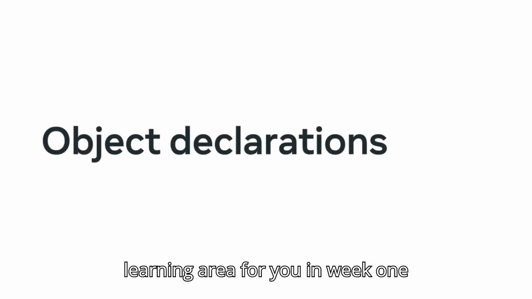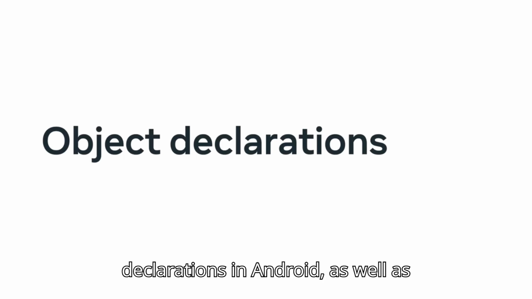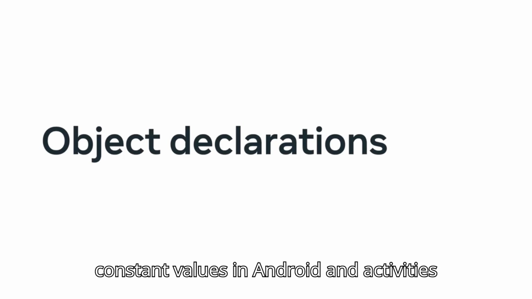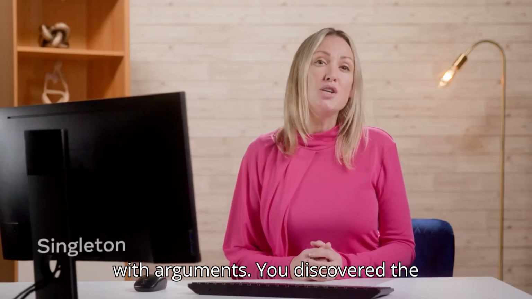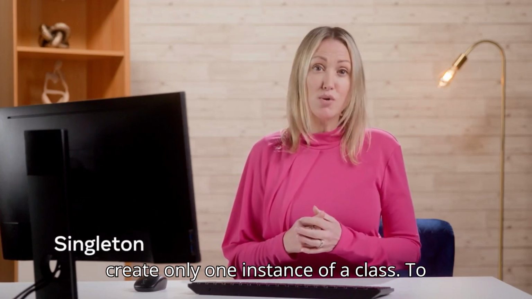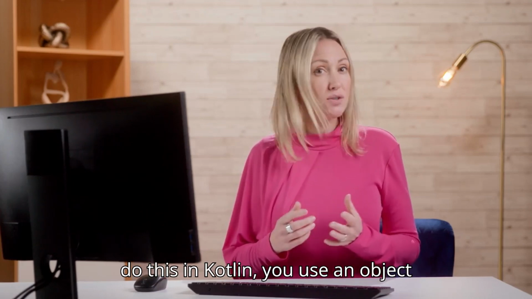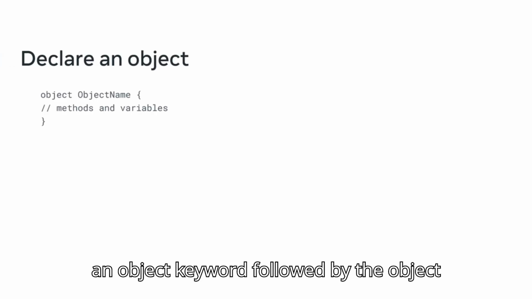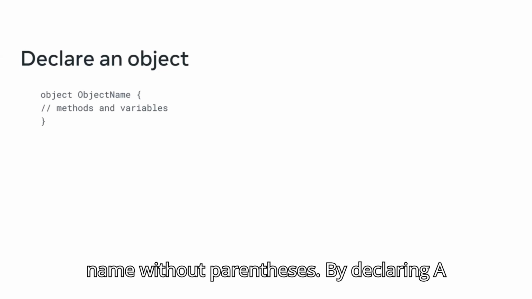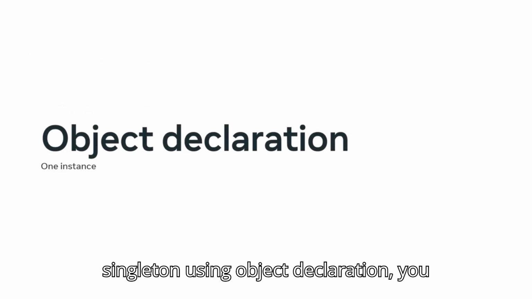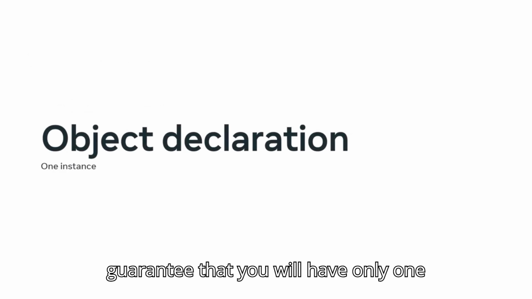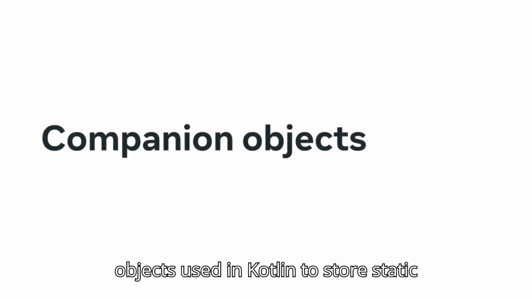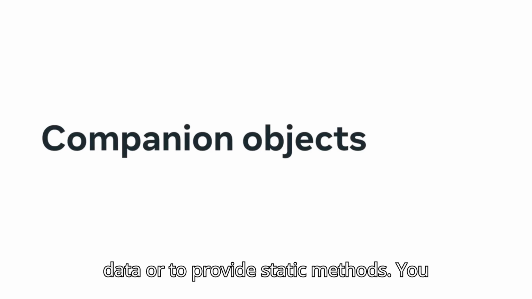The major new learning area for you in week 1 concerned object declarations. You specifically learned about object declarations in Android, as well as constant values in Android and activities with arguments. You discovered the concept called singleton, where you create only one instance of a class. To do this in Kotlin, you use an object declaration. To declare an object, use an object keyword followed by the object name without parentheses. By declaring a singleton using object declaration, you guarantee that you will have only one instance that can access a class.